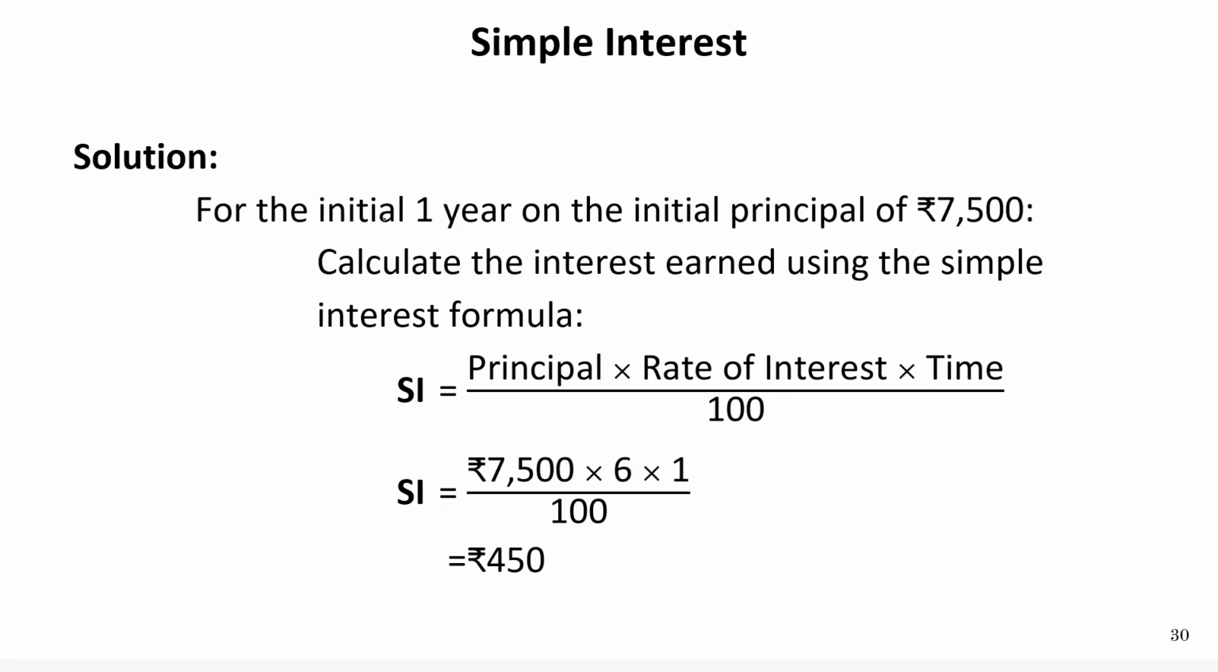Okay, so let's see, for the initial 1 year on the initial principal of 7500, calculating the initial interest earned. So simple interest is equal to what? Principal amount into rate of interest into time, that is equal to PRT whole by 100, because the rate of interest is given in percentage here. So SI is equal to 7500 into 6 into 1 whole by 100 using this formula. We have just put the data into the formula. So what we are left with is 450.